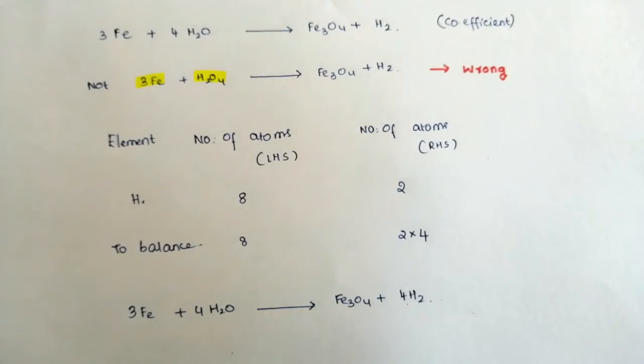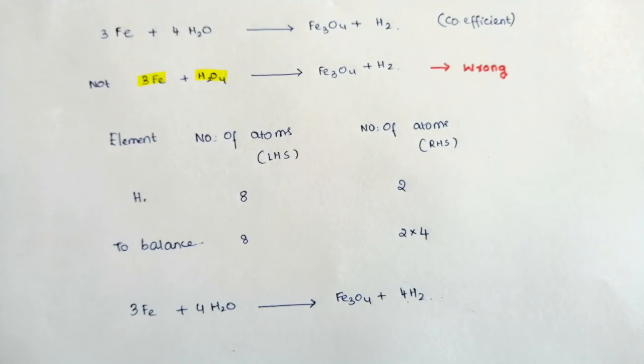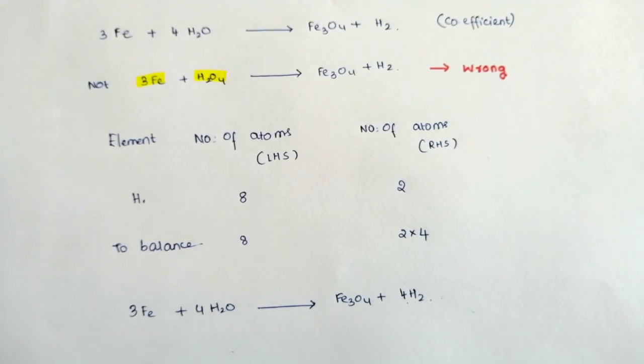Similarly, in this form you have to do it for each and every equation. You have to check whether the equation is balanced or not. If it is in unbalanced form, you have to balance that equation. So viewers, this is the method to balance a chemical equation and why we have to balance a chemical equation.